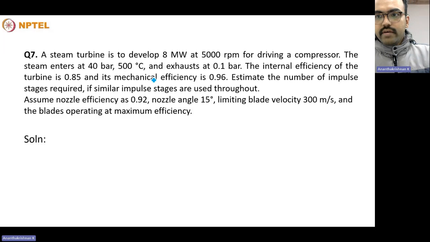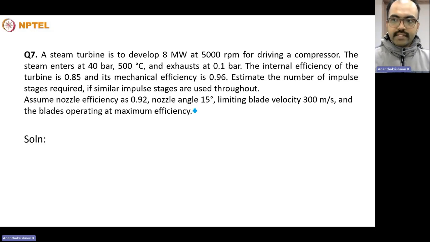A steam turbine is to develop 8 megawatt at 5000 rpm for driving a compressor. The steam enters at 40 bar, 500 degrees Celsius, and exhausts at 0.1 bar. The internal efficiency of the turbine is 0.85 and its mechanical efficiency is 0.96. We have to estimate the number of impulse stages required if similar impulse stages are used throughout. Assume nozzle efficiency as 0.9892 and nozzle angle as 15 degrees, limiting blade velocity 300, and the blades operating at maximum efficiency.